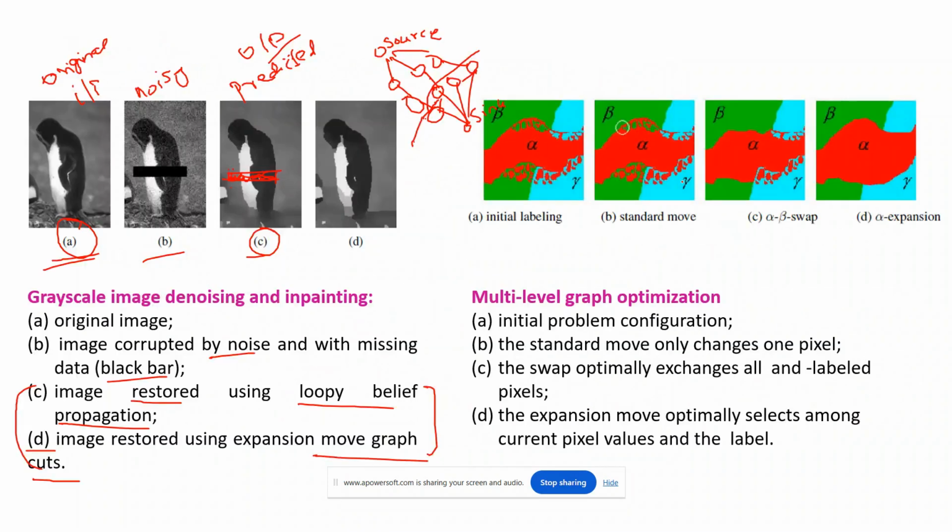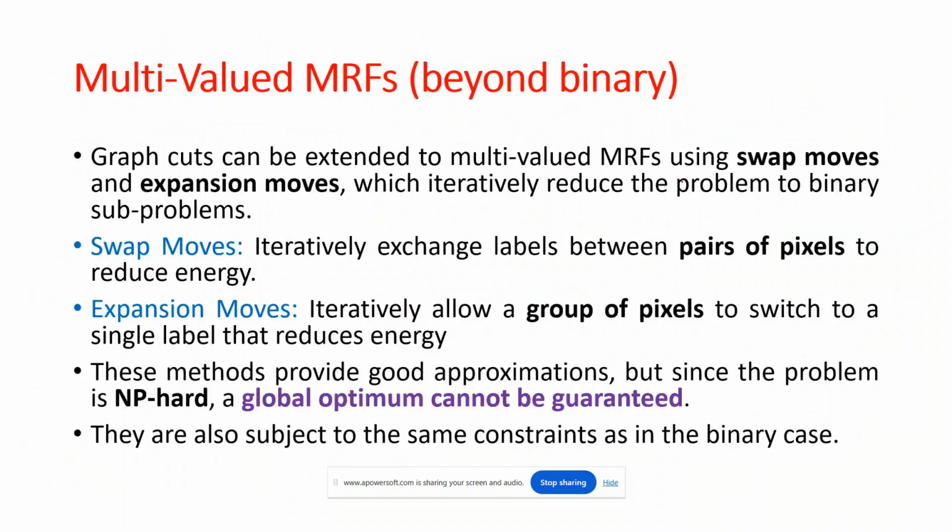Swap moves and expansion moves. C represents swap moves and D represents alpha expansion moves. So that is multi-valued MRF. Swap moves will iteratively exchange the labels between pairs of pixels. In case of expansion moves, it iteratively allows a group of pixels to switch to a single label that reduces the energy.